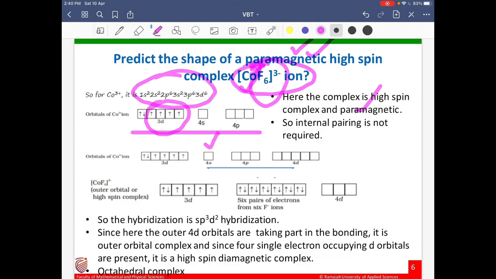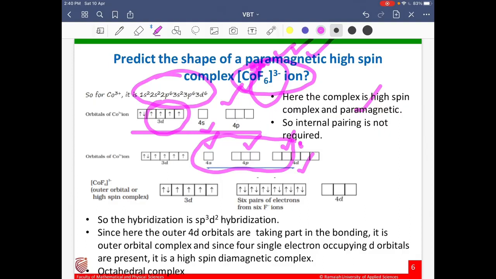How will the 6 come? 1 from 4s, 3 from 4p, and 2 from 4d. So in total 6 orbitals. Here, why is internal pairing not required? Because the complex is paramagnetic in nature, so internal pairing is actually not required. So from where will we get 2 vacant orbitals other than 4s and 4p? It's from 4d. 2 d orbitals from 4d will also take part in the hybridization.